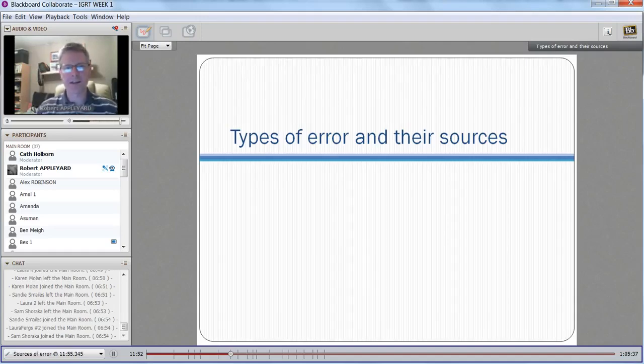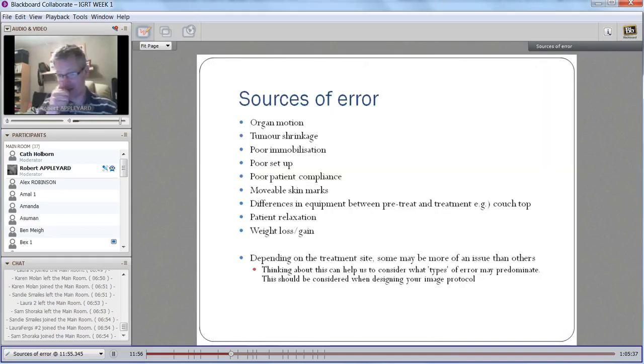Okay, so a few reminders about types of error and where they occur from. We all appreciate that radiotherapy is not a perfectly precise process, and there's all sorts of things that can go on in the planning and the treatment that will introduce some error. There are a number of things on this slide that give you some examples of where these things occur. And as it says at the bottom, depending on the treatment site and the technique, some of these things can be more significant than others. That can help you to think about the types of error that predominate in the process, and how we should detect them, and the protocols that we should use in our imaging and IGRT processes in order to minimize, detect and correct for these errors.